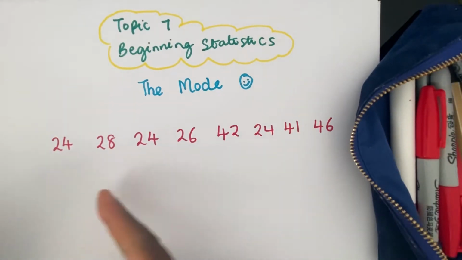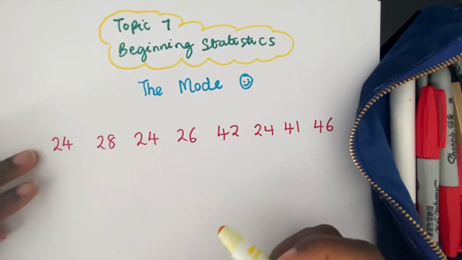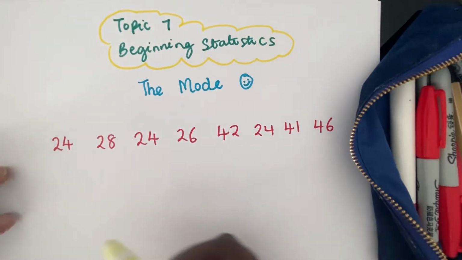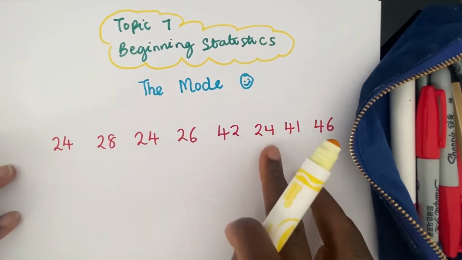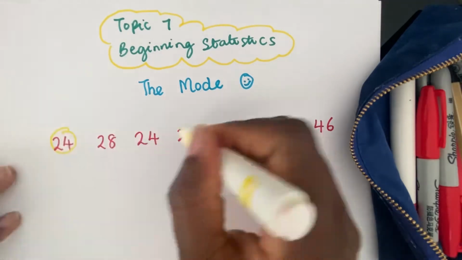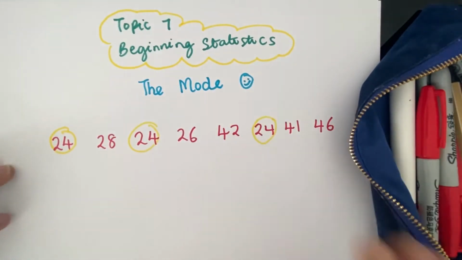So to find the mode for a simple data set like this one, we just had to look for the one that occurred the most frequently. So of course, I can see here that there's 24 here, 24 here, and 24 here, which means the mode is 24 for this data set.